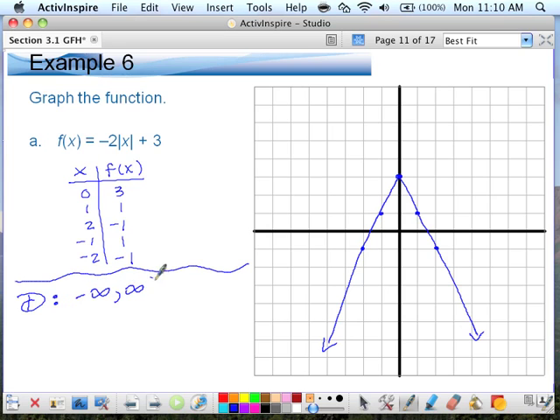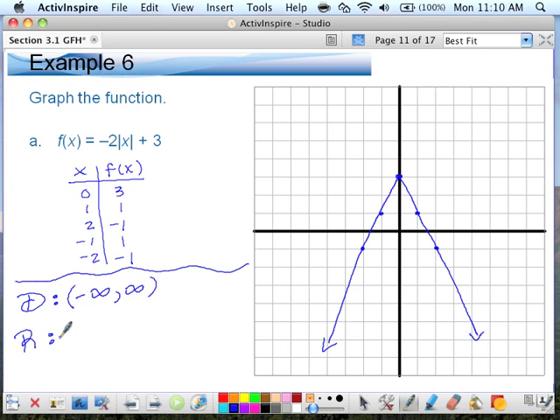You should also be able to look at the graph and tell the domain. See how it's spreading out forever in both directions, this way and this way, indicating that all of the x's will eventually get used. There's nothing keeping them from being used. You all okay with that? Most people do okay with domain. Where people get into trouble is the range. Talk to me about the range of this graph.